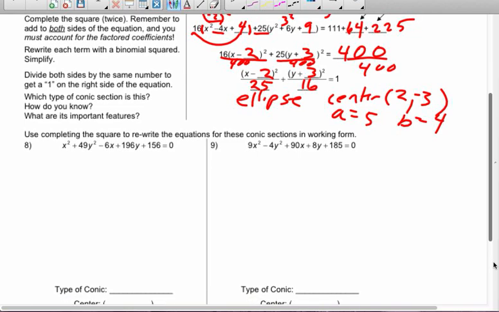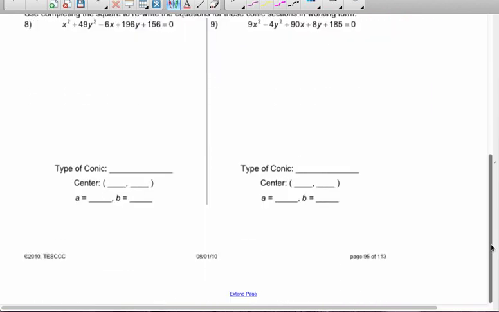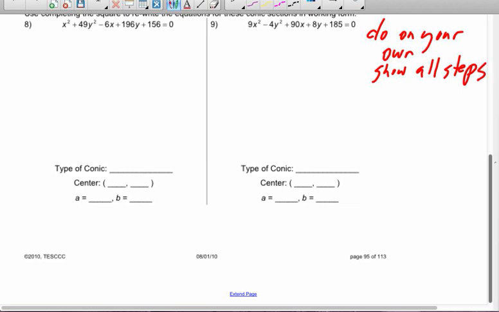And then this one right here is due on your own. Show all steps. If you just come in with the answer, I'm going to make you sit down and do it in class, and you'll miss the class time to work on your assignment.